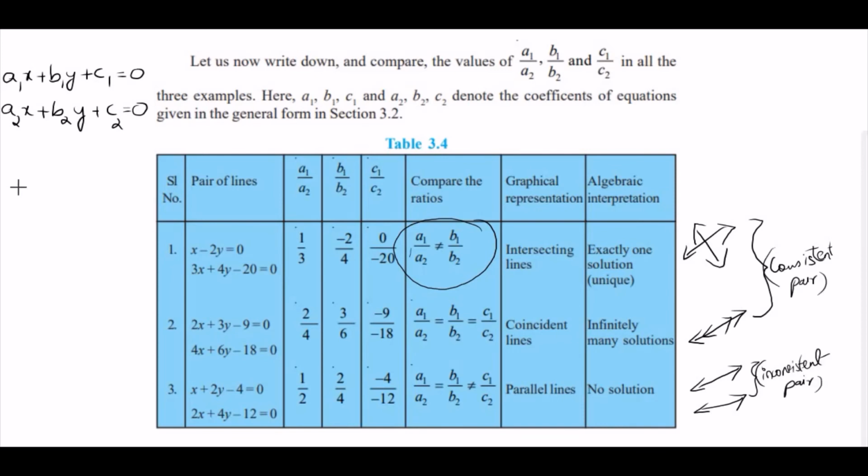When you get a pair of linear equations in two variables and you compare the coefficients A1 by A2, B1 by B2 and C1 by C2, and if you are getting A1 by A2 not equal to B1 by B2, you can say that there is only a unique solution, that is one solution, and it will be intersecting lines when you represent it on the graph. Similarly, when A1 by A2 is equal to B1 by B2 is equal to C1 by C2, you can say they will have infinitely many solutions. That is, these are coincident lines.